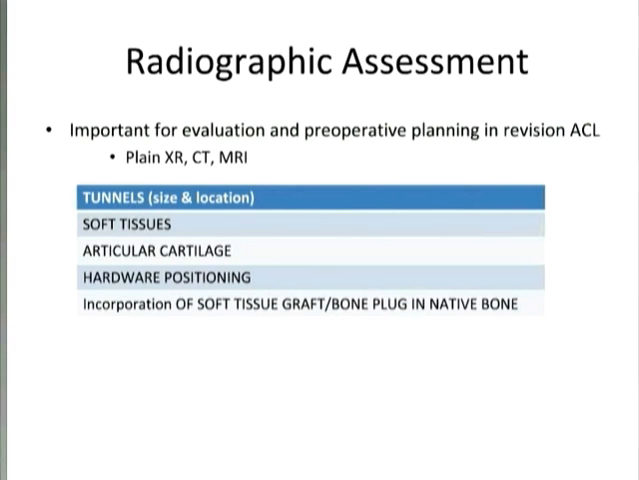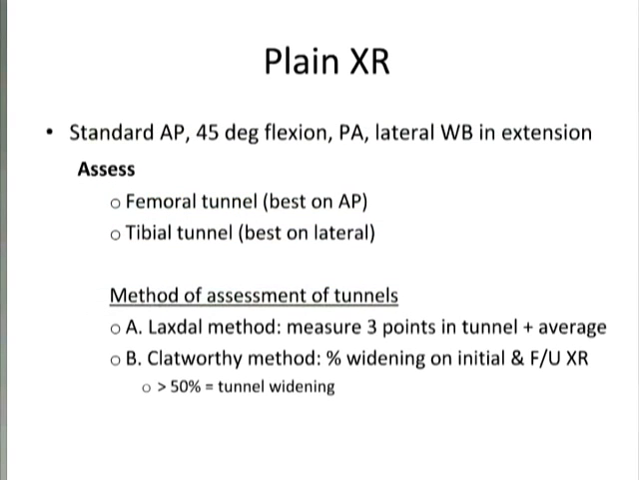And how you assess the tunnels, there's two methods that are described in the literature. There's the Laxdal method and the Clatworthy method. The Laxdal method measures 3 points within the tunnel and averages the 3. The Clatworthy method measures the percentage tunnel widening on the initial X-rays and subsequent follow-up X-ray. And if that increases by more than 50%, they diagnose that as tunnel widening.